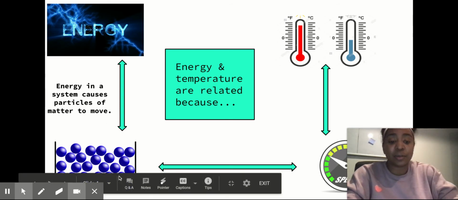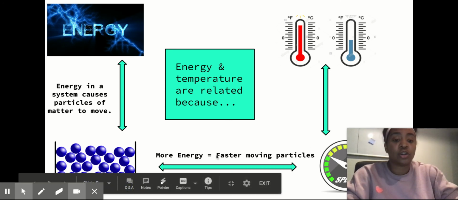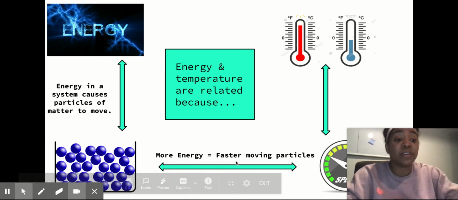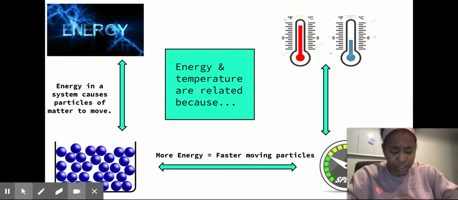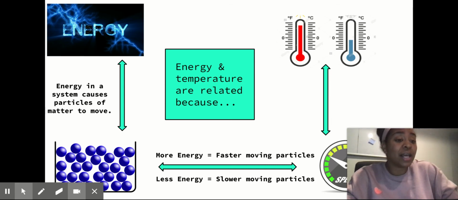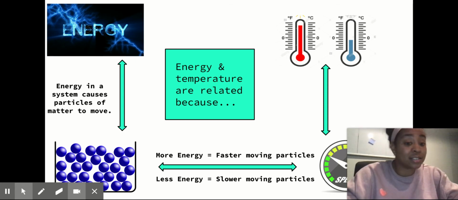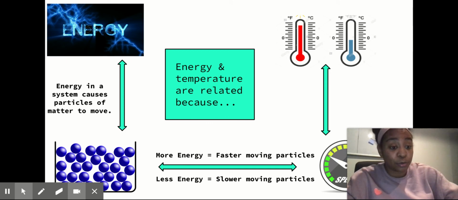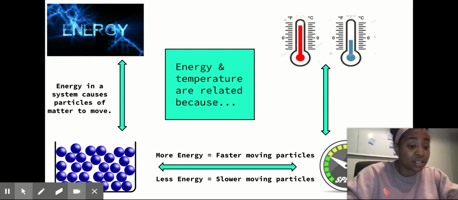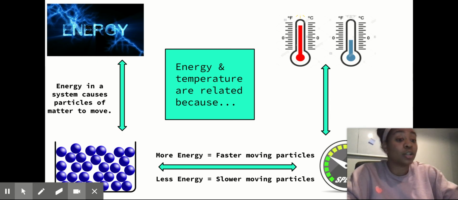Okay, and then we come down to the bottom, and now we're going to connect our particles of matter to speed. So the more energy in the system means that those particles of matter will be moving faster. So remember when I was shaking the petri dish more vigorously, those BBs were moving faster versus when I shook it less vigorously with less energy, then those BBs were moving slower. Again, remember those BBs are representing particles of matter. So the more energy in a system, the faster those particles are moving, whereas if you have less energy in a system, those particles are moving more slowly.